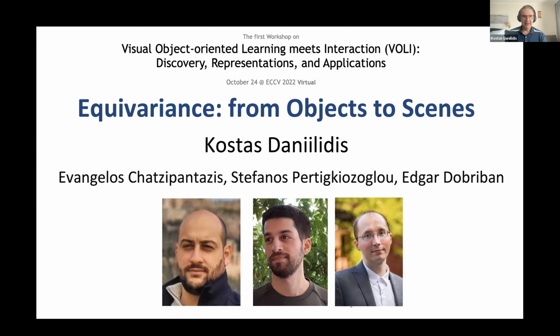I am in my hotel here in Tel Aviv, and I will talk about equivariance and how we can make inference in scenes by applying equivariance principles only on learning single objects. This is work by my students Evangelos and Stefanos in collaboration with my colleague from the Wharton School, Edgar Dobriban. Let me start with a few basics.